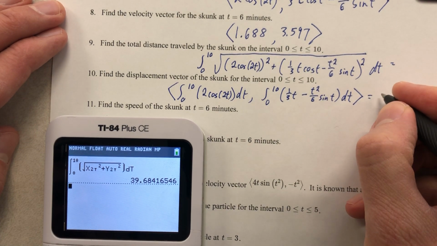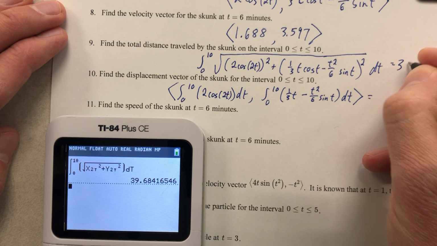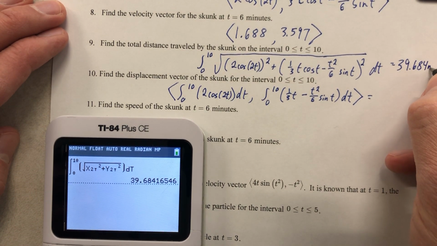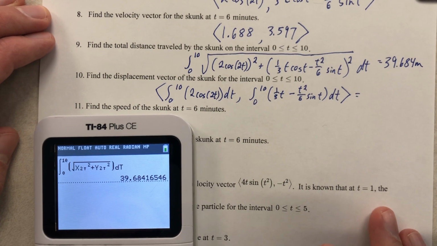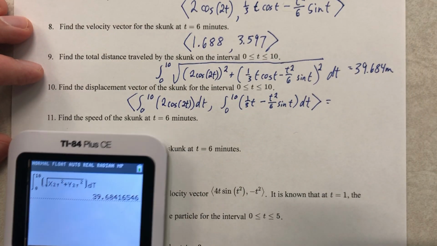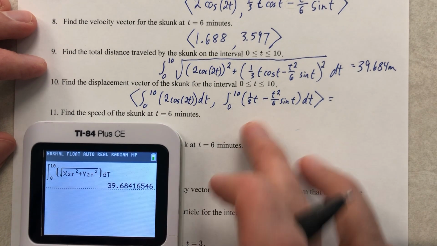39,684. Let's put units on this, though. Almost read it in the wrong place. 39,684. That is the total distance traveled, and it is meters. All right. Move this a little bit there. There we go. Slide this back. Okay, I want to find the displacement, which is those.